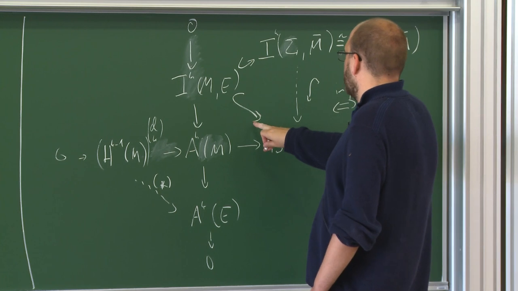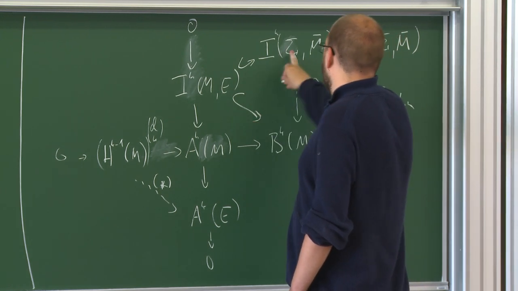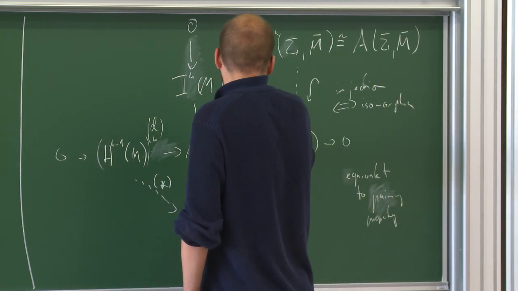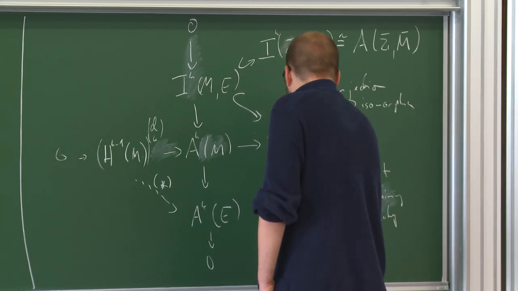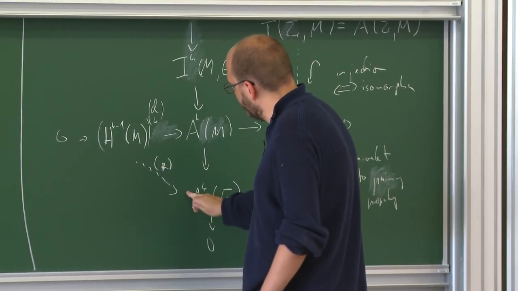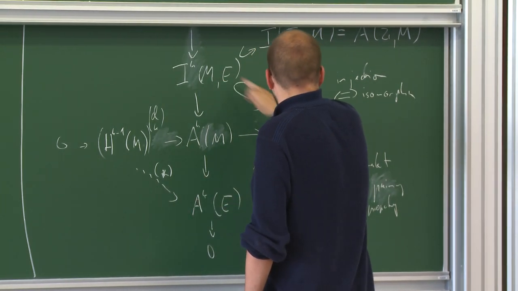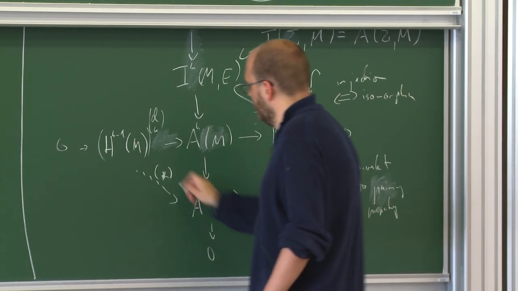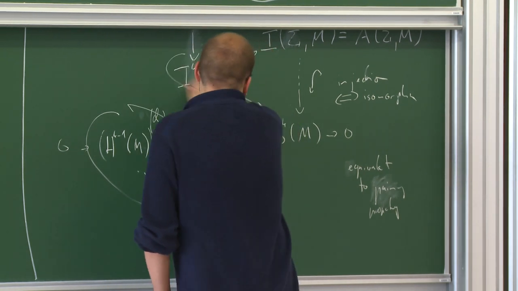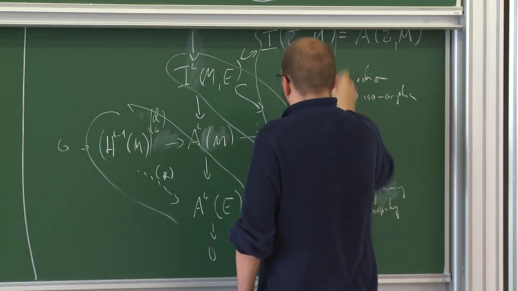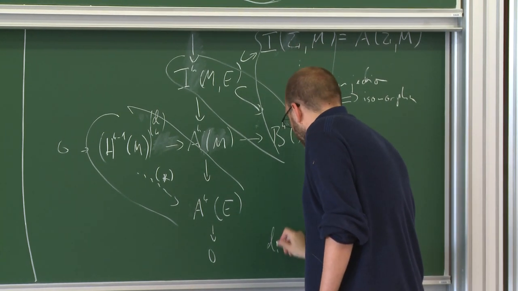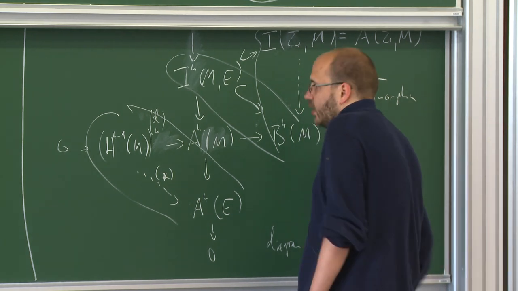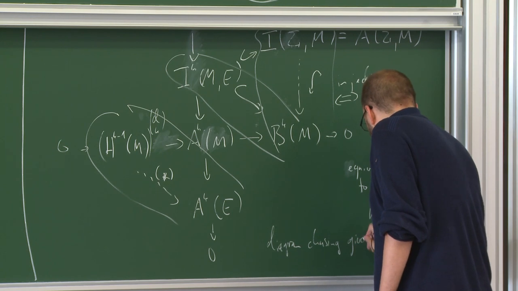But these two spaces are of the same dimension. So if this map is also a surjection, this here will be an isomorphism. So these two spaces will be the same. In particular, this here is an isomorphism if and only if this here is an isomorphism if and only if this is an isomorphism, which is exactly what we wanted, right? So the isomorphism here is exactly the isomorphism here, which is exactly the isomorphism here. It's really just diagram chasing. So diagram chasing gives us the isomorphism.